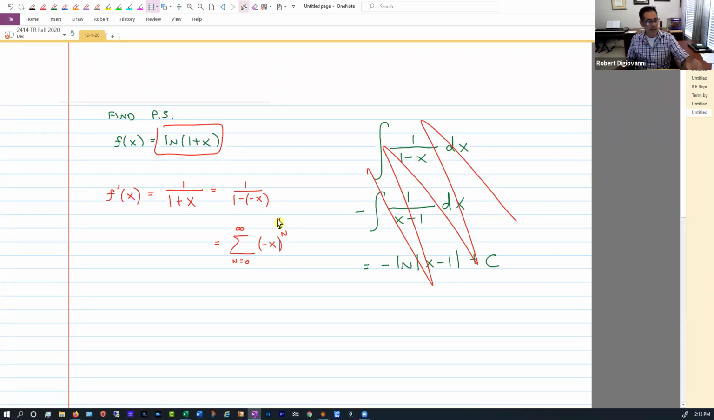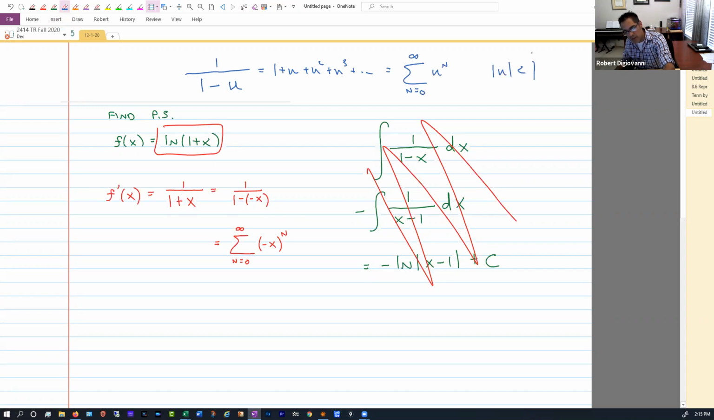So again, this goes back to the same thing, and maybe if it didn't burn in your brain enough, here it is. If you have 1 over 1 minus u, that is equal to 1 plus u plus u squared plus u cubed plus dot, dot, dot, which equals the sum from n equals 0 to infinity of u to the n, so long as the absolute value of u is less than 1. So it doesn't matter what's here, that's what goes right there in the formula. Whatever's here goes here. And the absolute value of that has to stay less than 1. So here we had negative x, so that's what goes here.